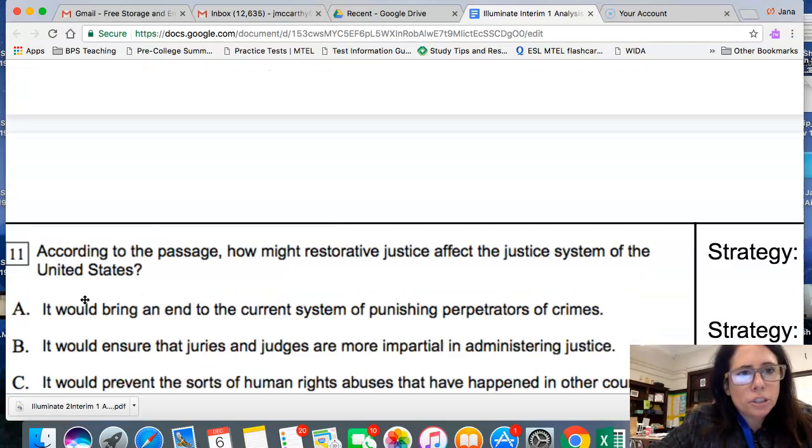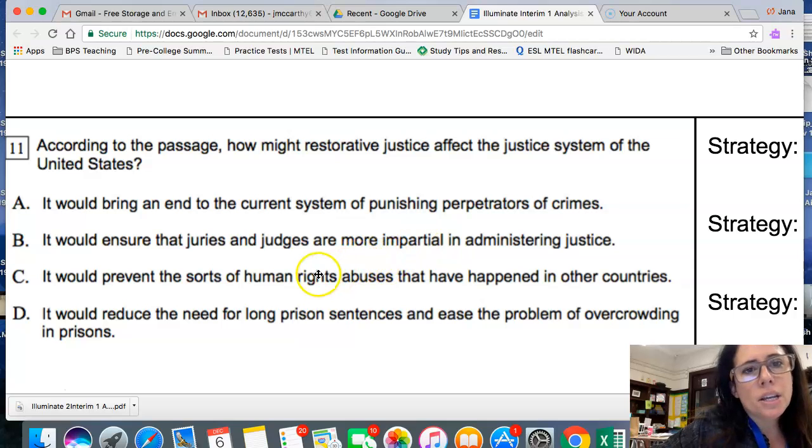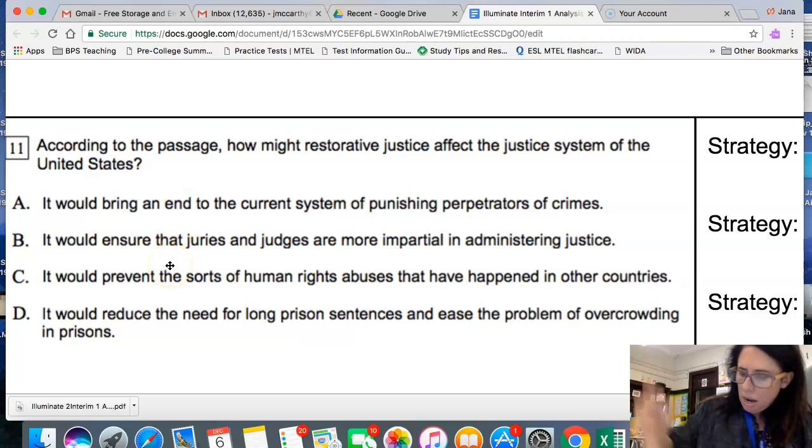So let's go on to 11. According to the passage, how might restorative justice affect the justice system of the United States? This is like the whole passage, right? So this is something I might want to look at throughout the beginning, middle, and end of the passage, and I'm going to write that down right here. It's a little loud, so I'm just going to end this very quickly. So I'm going to look at all the passage.